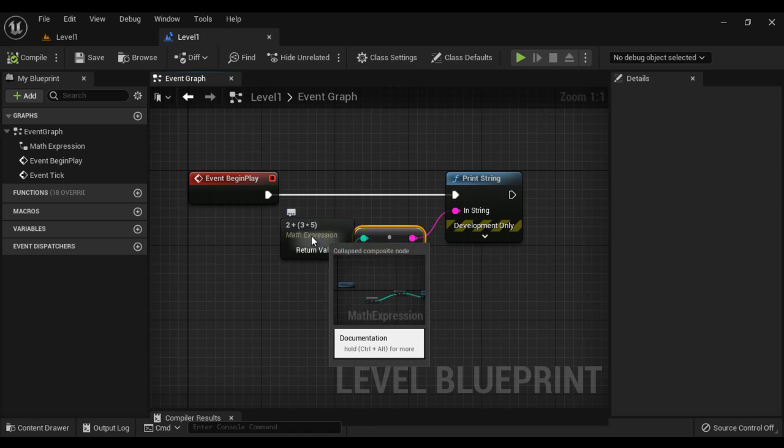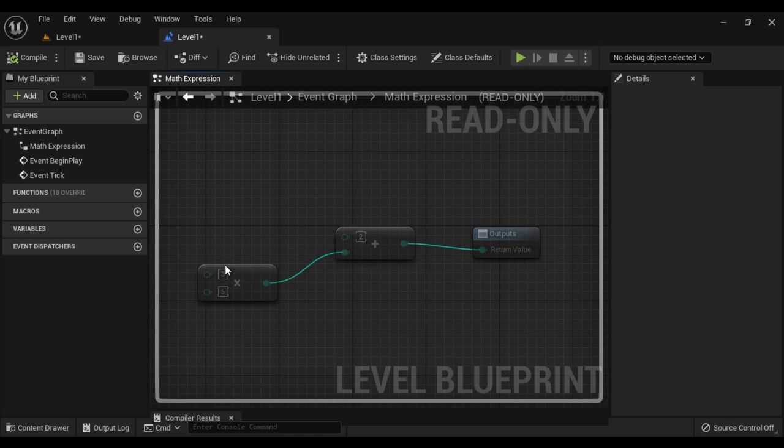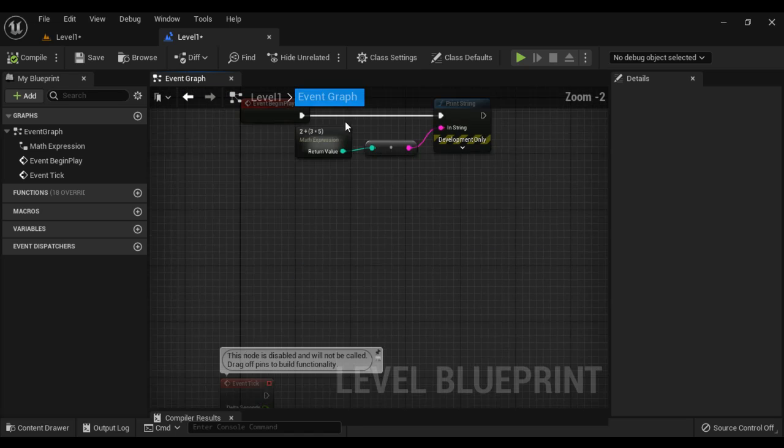What is the math expression node actually doing? If I double click on it, inside it has created the graph of nodes. 3 into 5 is 15, 15 plus 2 is 17, that is what it is outputting, guys. That is what it is doing.